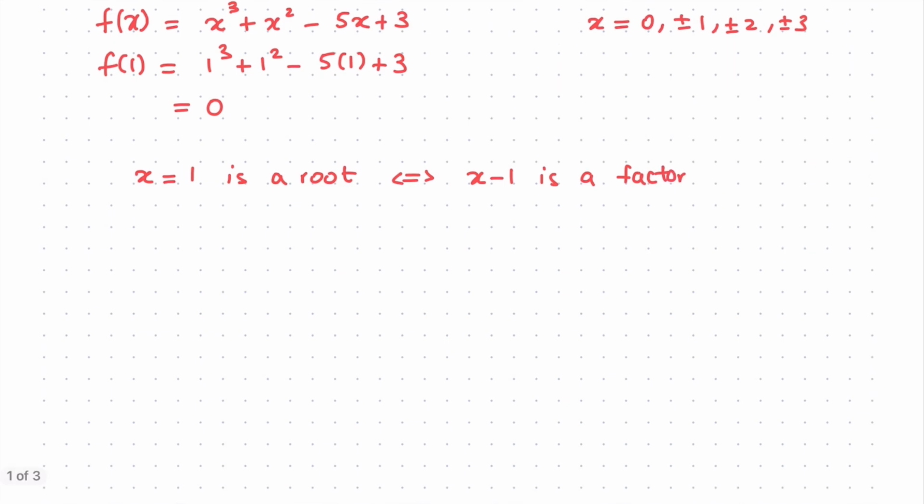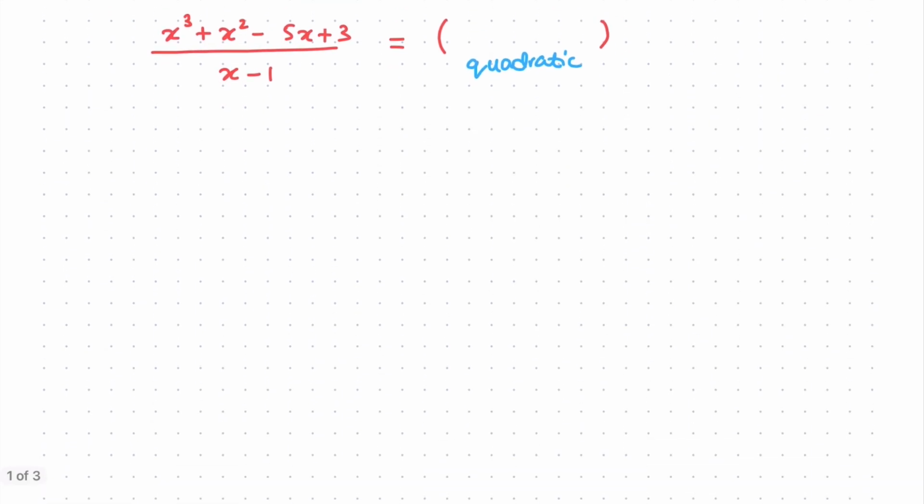So we found one factor of this cubic, and we can now divide this cubic, x cubed plus x squared minus 5x plus 3, by the factor that we found, x minus 1, and this should be equal to some quadratic. Then we can factorize that quadratic using middle term splitting or any method that you like. You can use polynomial long division here. What I'm going to use is something called synthetic division. If you don't know synthetic division, you can search on YouTube. You can find plenty of videos.